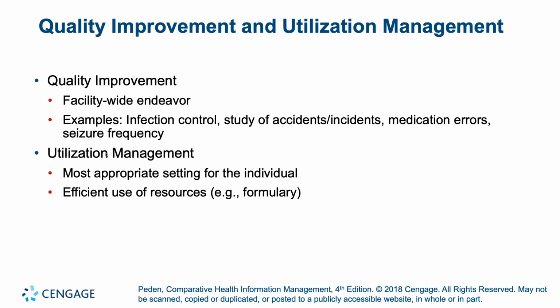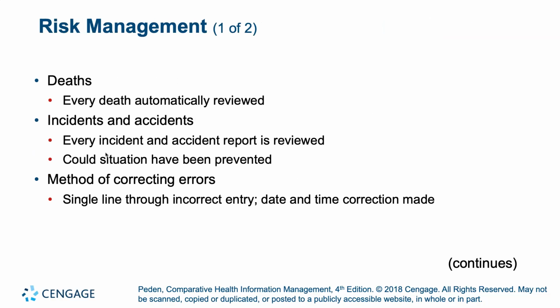Because again, if they can be in a group home, that's where they should be, not in an ICF, which is a lot more towards the skilled end of things. And looking at the efficient use of resources, as well as an example of that is a formulary. Risk management: every death has to be automatically reviewed. Every incident and accident report has to be reviewed again, and asking the question, could the situation have been prevented?